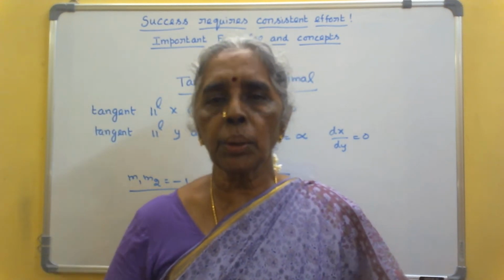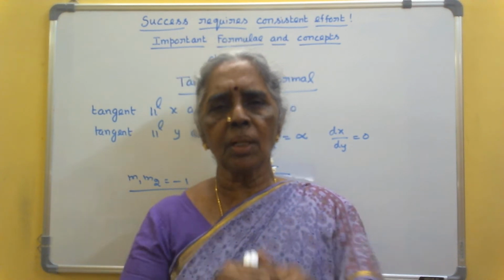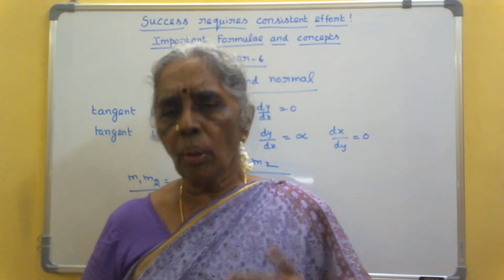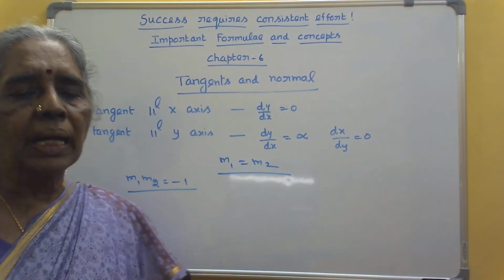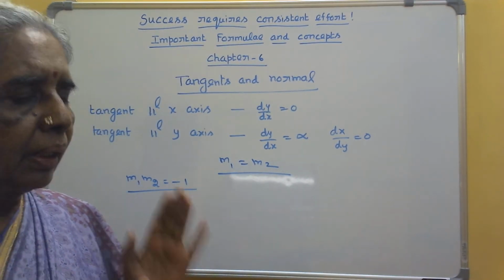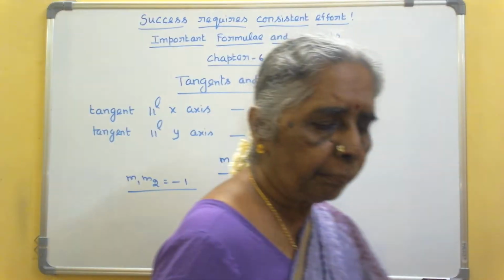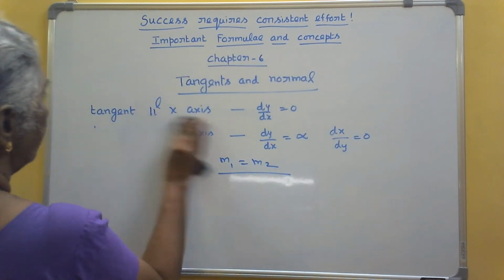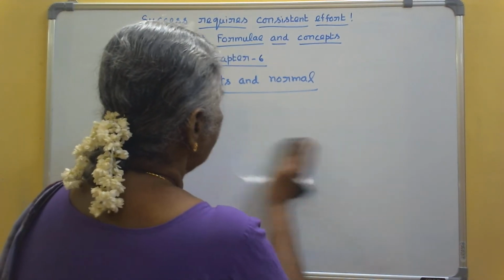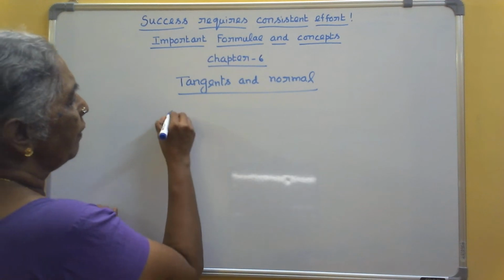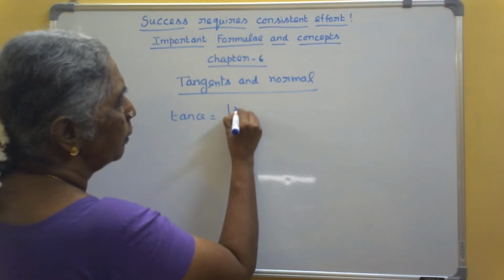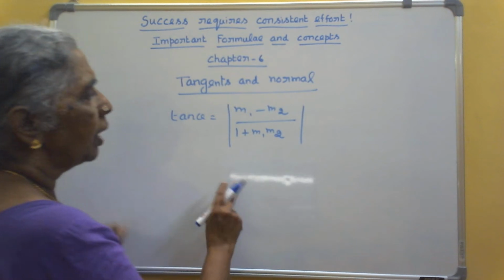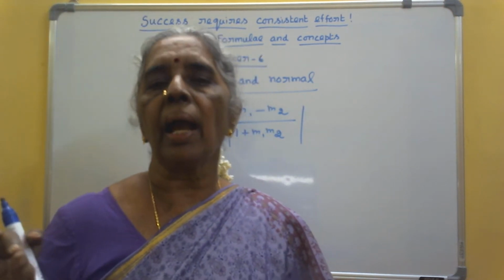They may ask you to prove two curves cut orthogonally. What is the meaning of cutting orthogonally? The tangents at the point of intersection are at right angles. So that we will use this concept, m1 m2 is equal to minus 1. Then they may ask you to find the angle between two tangents at the point of intersection. That means you have a formula: tan theta is equal to modulus of m1 minus m2 by 1 plus m1 m2. We put a modulus because we want the acute angle, right?